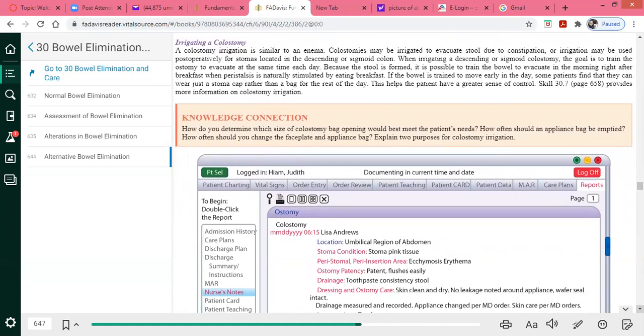And it talks about irrigating a colostomy. And typically with irrigating, you are flushing that colostomy out. So maybe you're sticking some type of device inside the colostomy, squeezing fluid into it, and everything will pretty much pull out. What's there will actually come out.